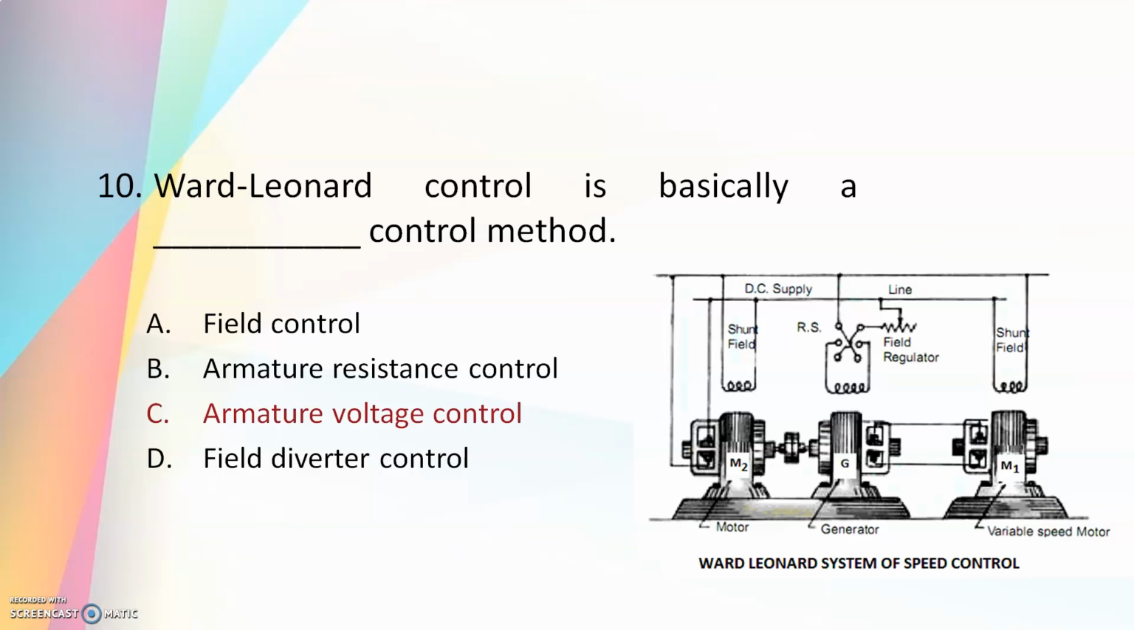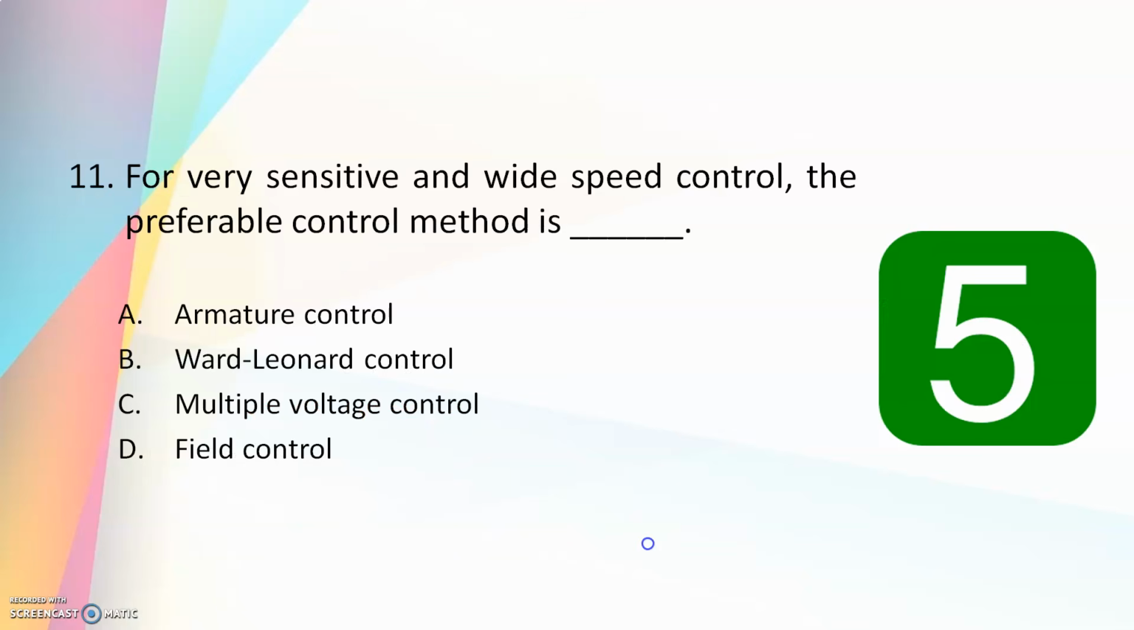And the answer is armature voltage control. Ward-Leonard speed control method consists of a motor with constant excitation and applying a variable voltage to its armature to provide the required speed. Hence, it is an armature voltage control method.